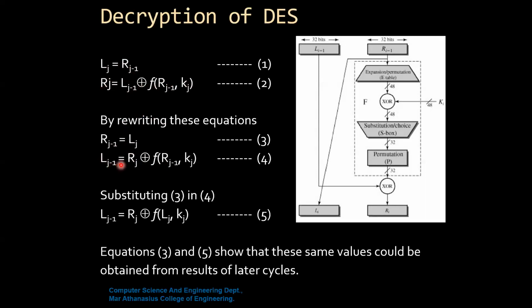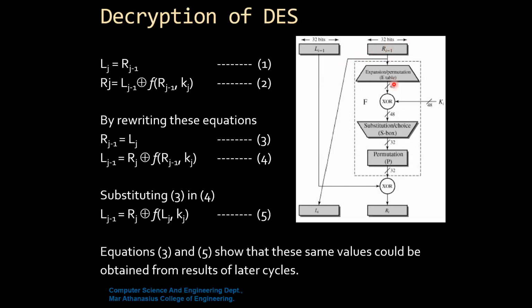L of j minus 1, we can write as L of j minus 1 is equal to R of j exclusive OR f of R of j minus 1 comma K of j. Now we know that R of j minus 1 is L of j. So substituting this R of j minus 1 with L of j, we can rewrite it as L of j minus 1 is equal to R of j exclusive OR f of L of j comma K of j. So from equations 3 and 5, that is R of j minus 1 is equal to L of j. During decryption, this is going to be the output.